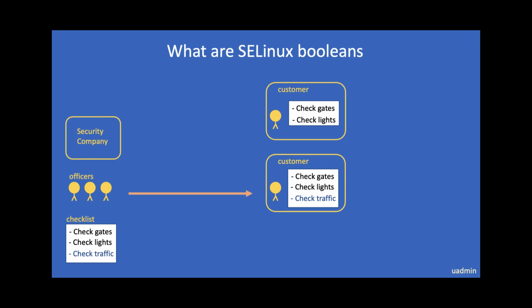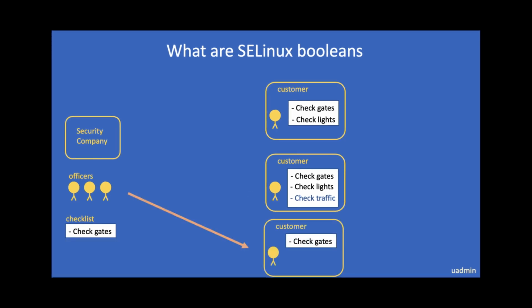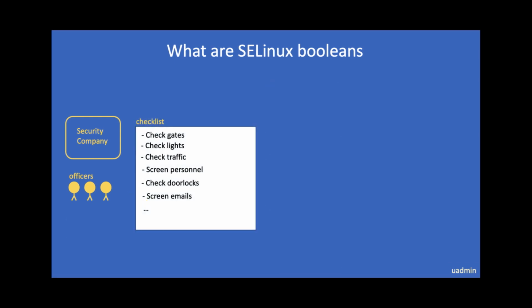And what if the third company needs the gates checked but not the lights and not the internet traffic? What do we do then? Or when the first company decides it would also like to do some internet traffic checks? This would mean that the security officers would have to be supplied with new lists every time that there is a change.